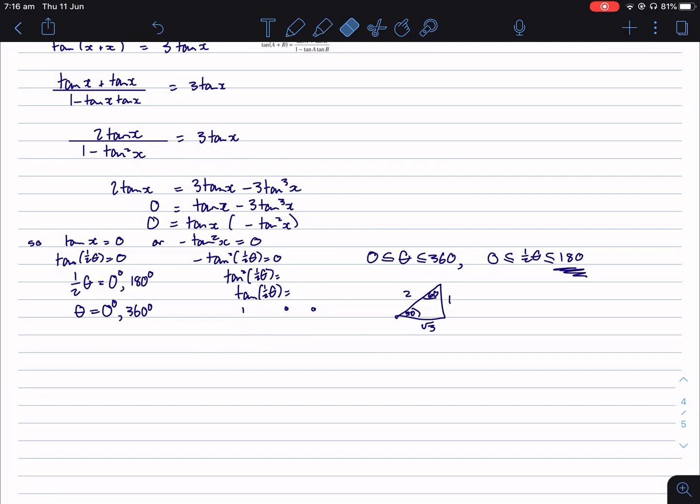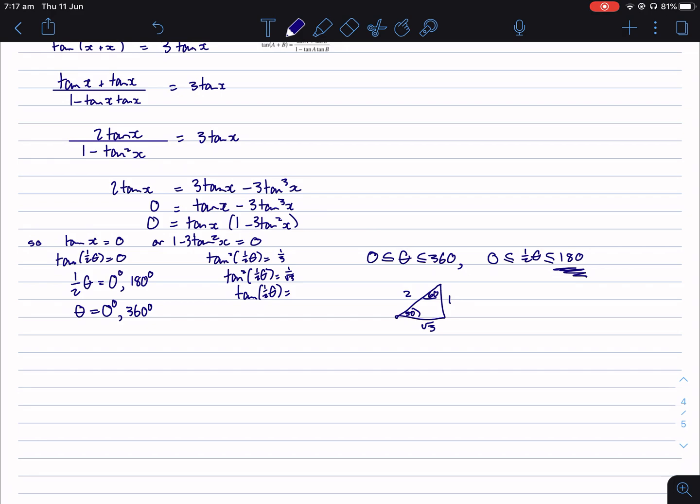Okay, hang on. You're probably really confused right now. I'm sorry. This one should have been tan x times 1 minus 3 tan squared x. So we should have ended up with tan squared x equals a third. So this is 1 on root 3.